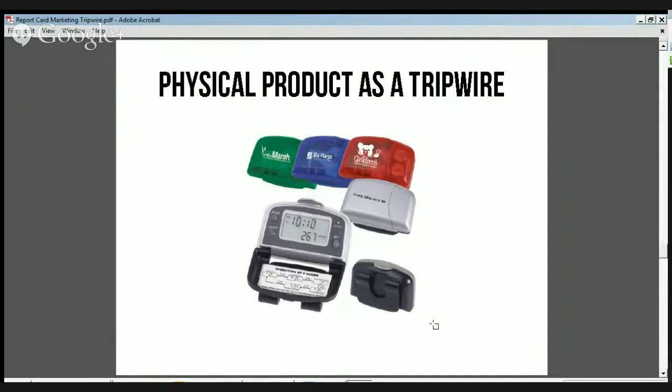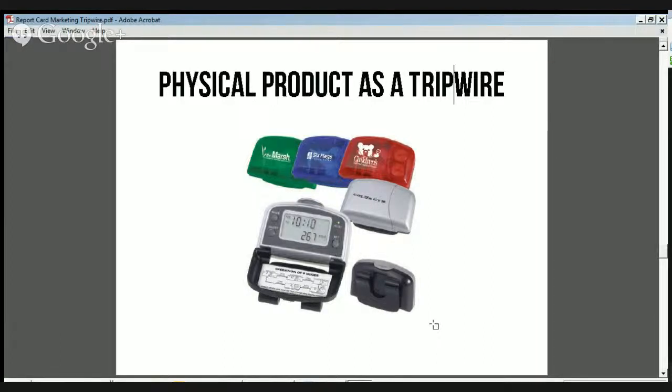Okay, so how about this one? We're talking about you're selling digital products online, you're selling online memberships. Everybody who's doing this properly is really killing it with physical products as a Tripwire. So here's an example. Oh, these things are called pedometers, right? So let's say you have an online course, a yoga course, a health course, anything related to health, where a pedometer could come in and be a tool along with your course.